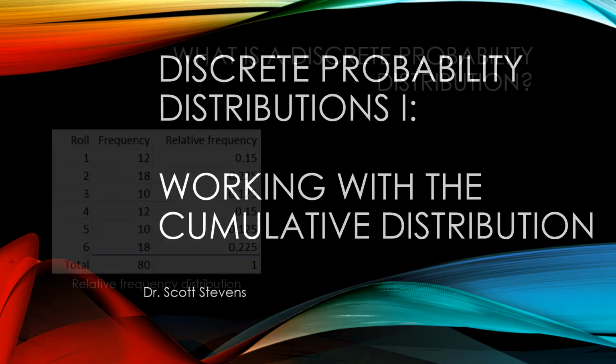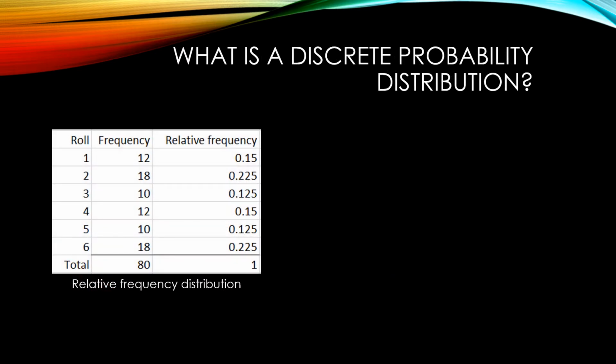So let's get started. What do we mean by a discrete probability distribution? Well, it's not very much of a new idea for you. You'll remember that back in chapter 2, we talked about how to build a frequency distribution by counting how many times each possible outcome came up, and a relative frequency distribution by dividing each of those numbers by the total number of trials. So in my data here, I've got data from rolling a six-sided die 80 times, and as you can see, it came up with a 1, 12 times, which was pretty uncommon, but it came up with a 2, 18 times, which is fairly common.